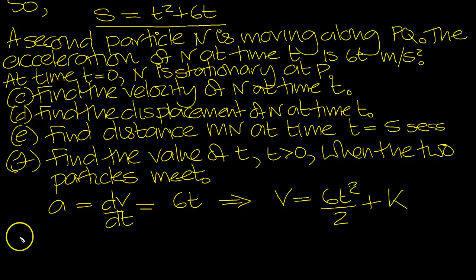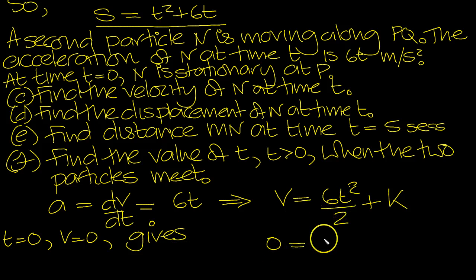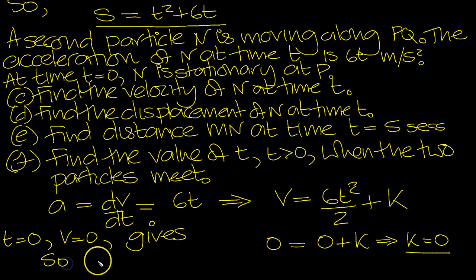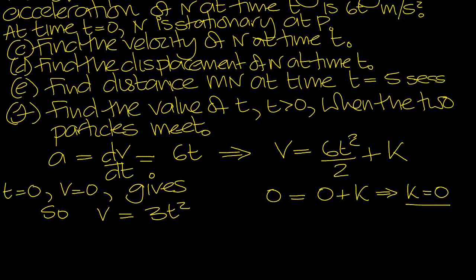So when t equals 0, v is equal to 0 because it's stationary. So these initial conditions give 0 is equal to 3t squared, that's 0, plus K. So that tells us that capital K, the constant of integration, is 0. So we've got velocity is equal to 3t squared. Okay, so we've done that.